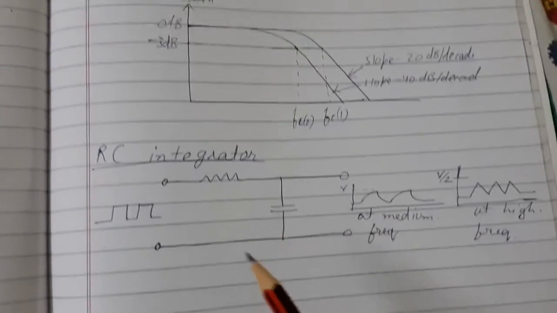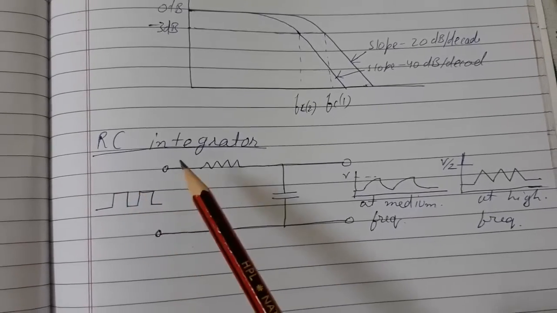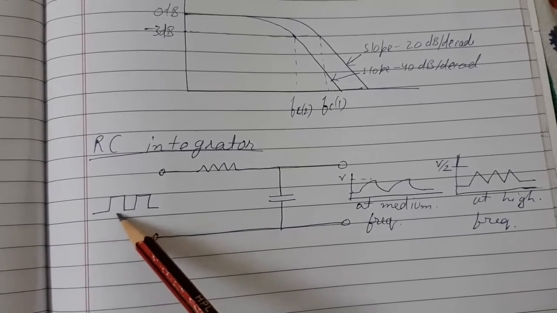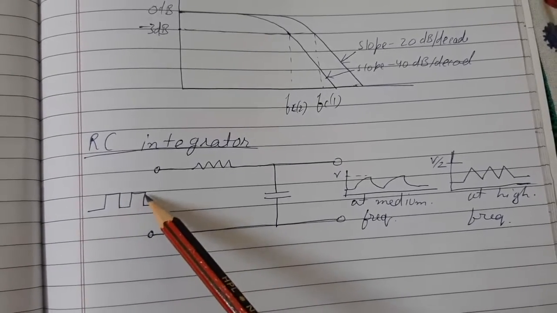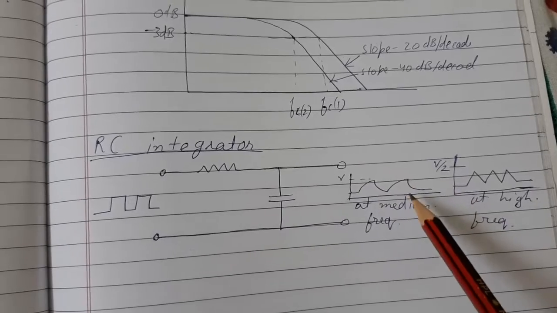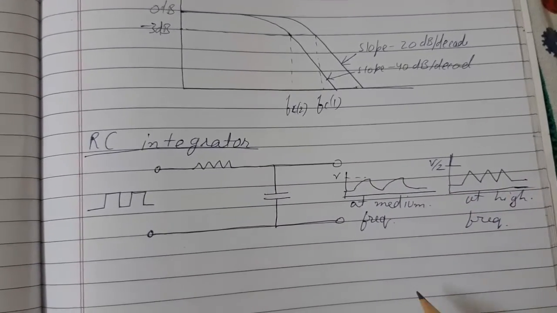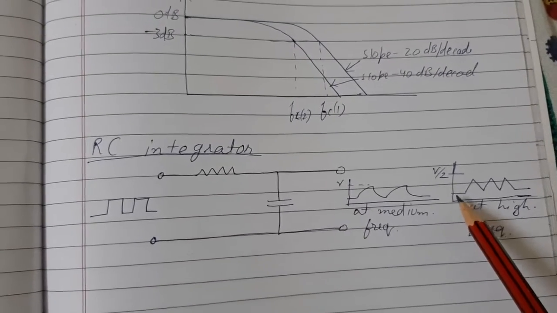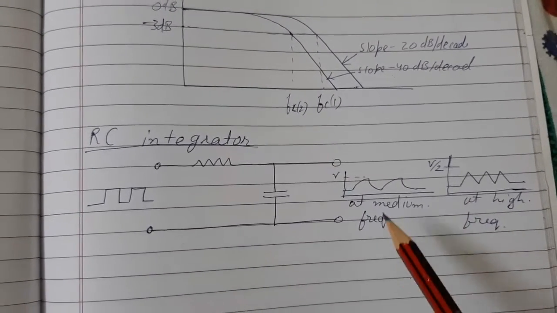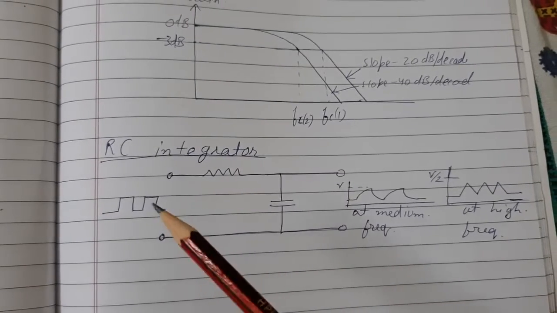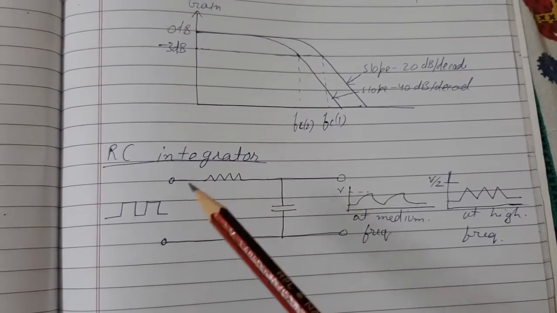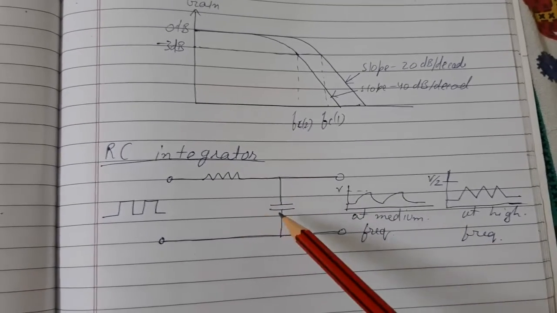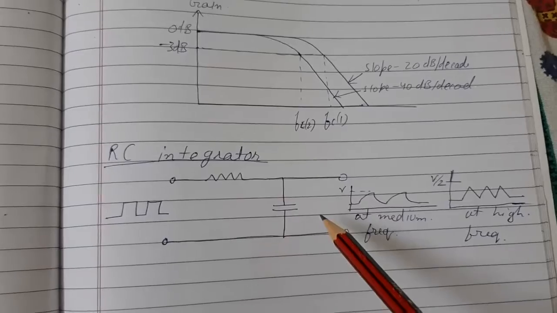Using this low pass RC circuit, we can make an integrator. If we apply a square wave to its input, we get a triangular wave at its output, and the shape of the triangular wave is different at different frequencies. So this is the passive low pass RC integrator. If we apply this to an op amp, we get an active low pass RC integrator.